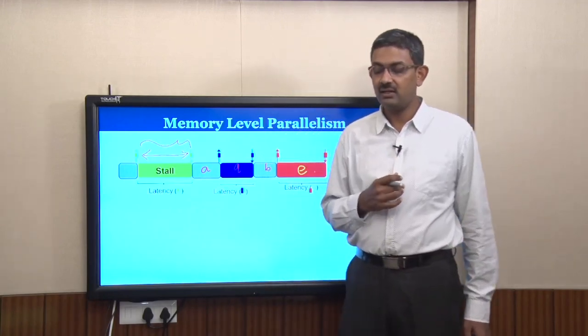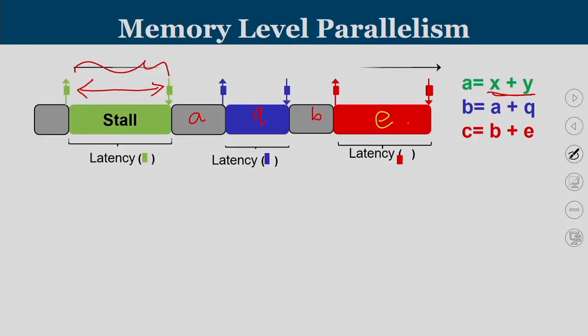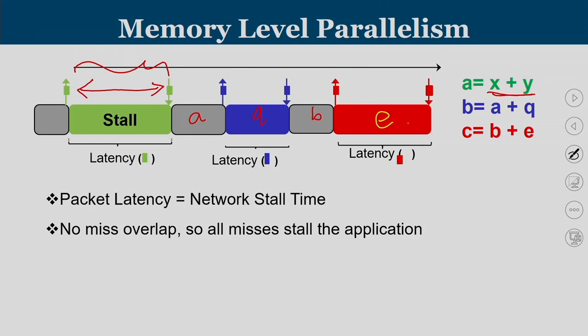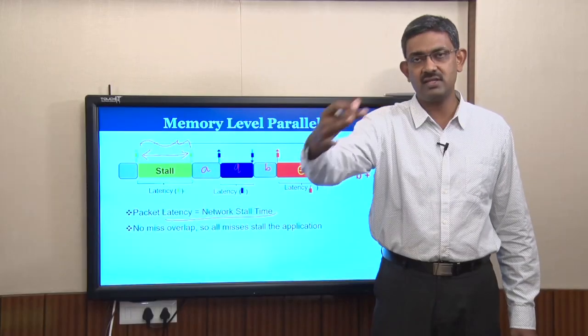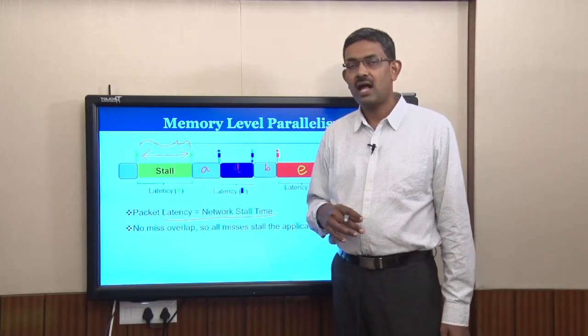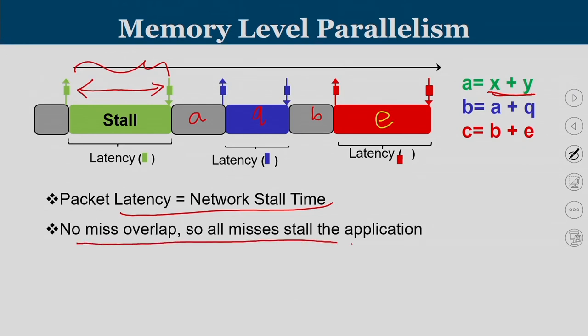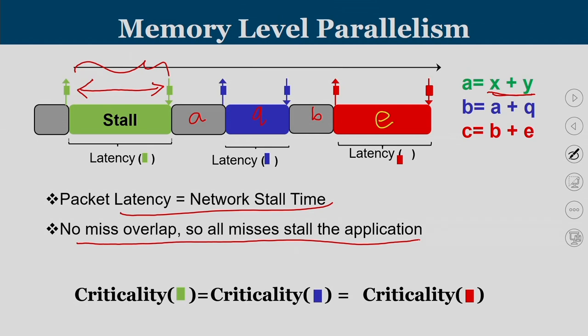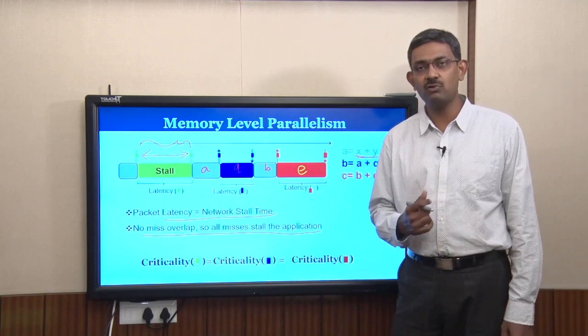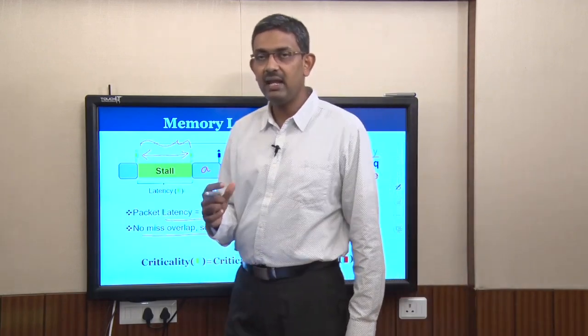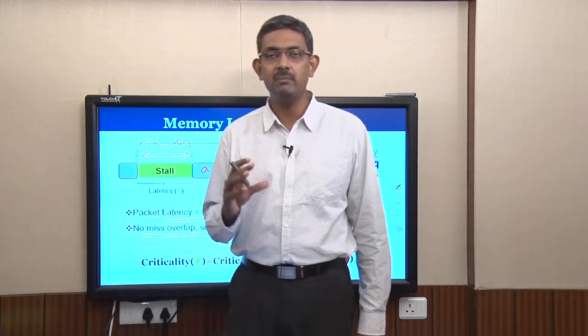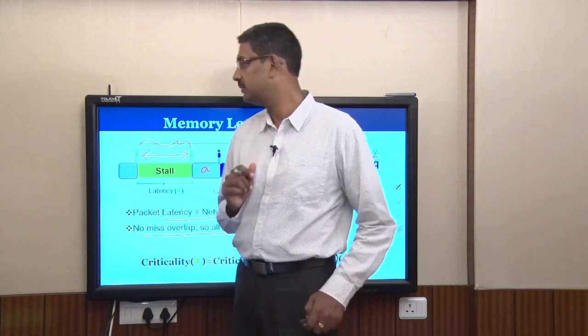So we can tell that these are the latencies of these three packets, and packet latency is approximately equal to the network stall time. The amount of time that the processor is stalling is roughly equal to the packet latency. Whenever there is a packet in transit in the network, the processor is stalling. Actually, there is no overlap of misses. So I can tell that all these misses will stall the application, or rather the criticality of green, blue and red is more or less equal. All three misses are critical, because any delay in servicing these misses is going to impact the application. The application is going to get stalled.